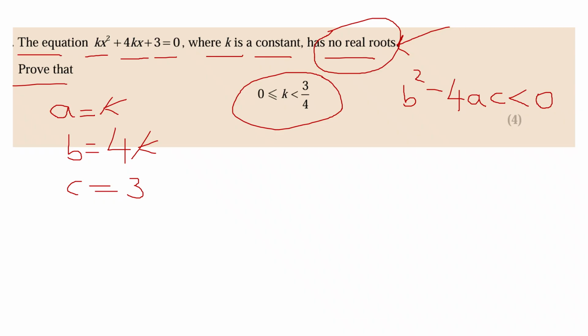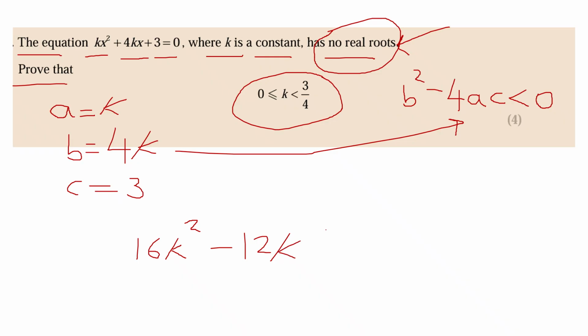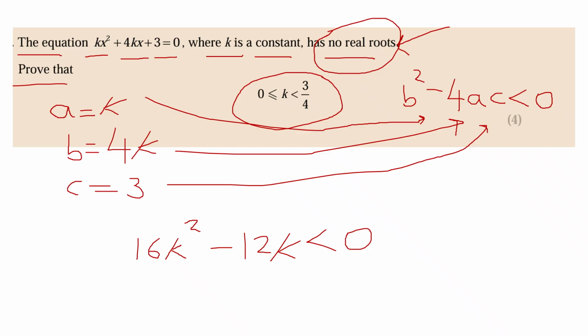I'm now going to substitute these three terms into my expression. We're going to have b squared, so that'll be 4k all squared. I do 4k times 4k, which is 16k squared, minus 4 times a, which is k, times 3. So that becomes minus 12k, strictly less than 0. Again, just check your numbers here if you're unsure. I checked it by substituting all these values into the discriminant.